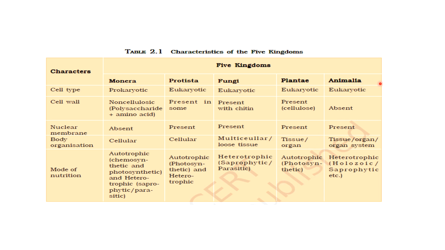Kingdom Animalia. If you see, all the organisms are eukaryotic. Body organization, if you see, it is tissue or organ system level of organization. Cell wall is absent in them. Nuclear membrane is obviously present because they are eukaryotes. Mode of nutrition, if you see, they are heterotrophic in nature and are holozoic. What's the meaning of holozoic? That means they feed on the solid food by ingestion. I hope this table is clear for you.